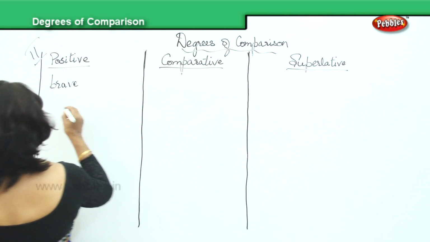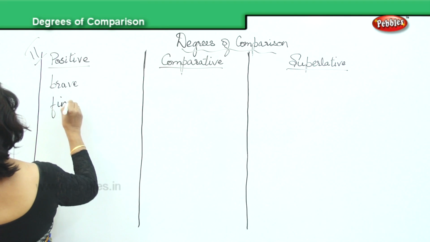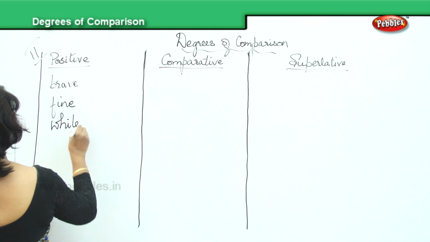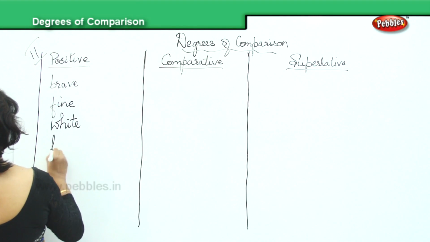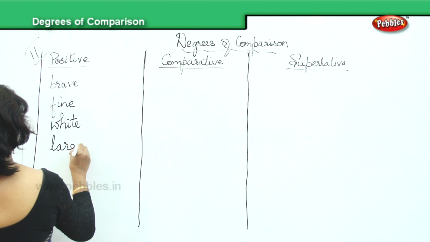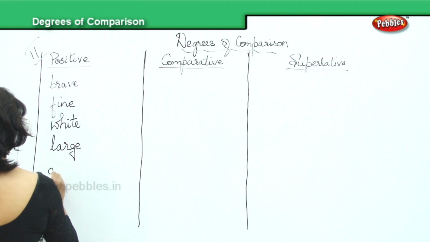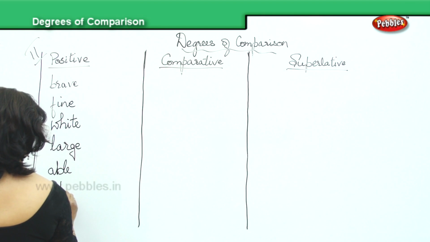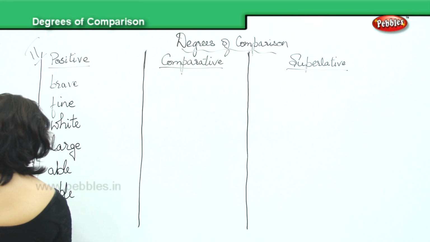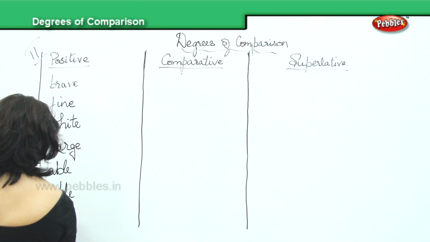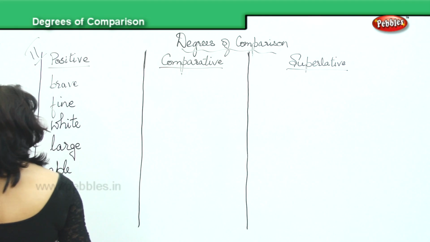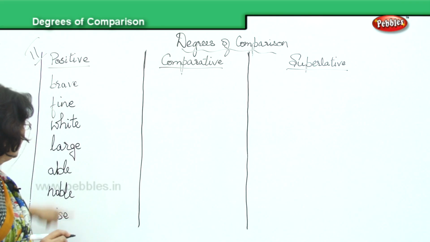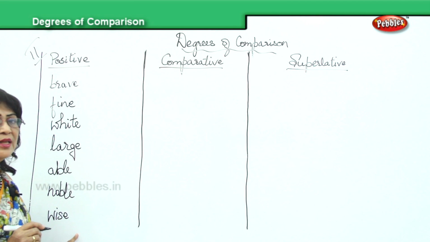Brave, fine, white, large, able, noble, and wise. These are just a few of the examples. So, brave, all these words you see end in an E.